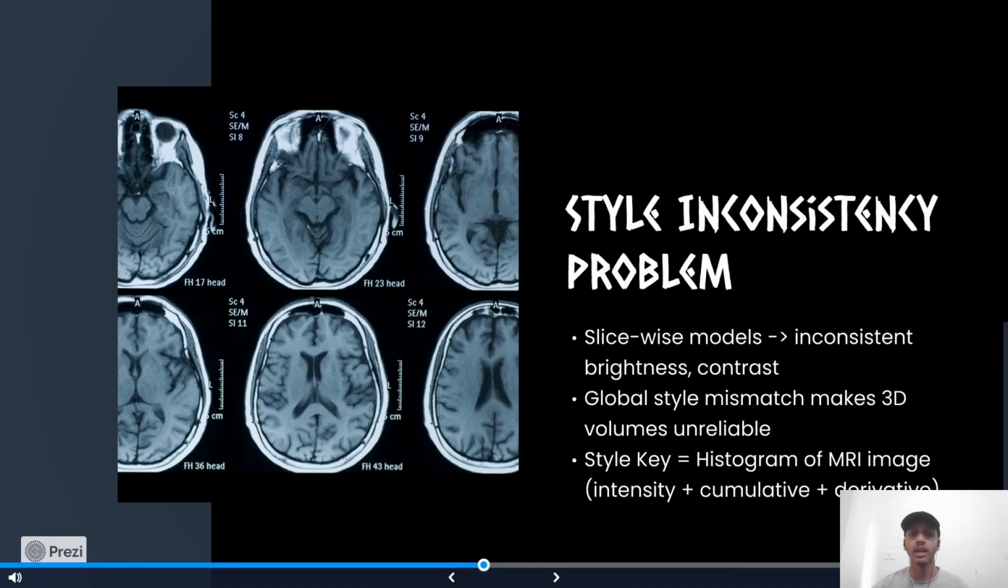This is perfect for guiding a generative model while keeping anatomical features grounded in the CT input.